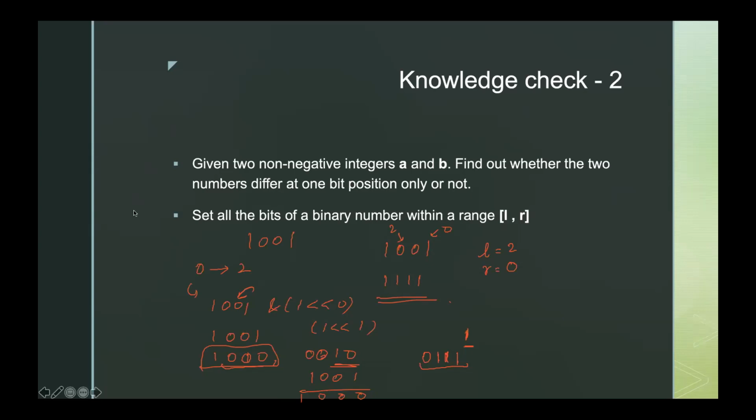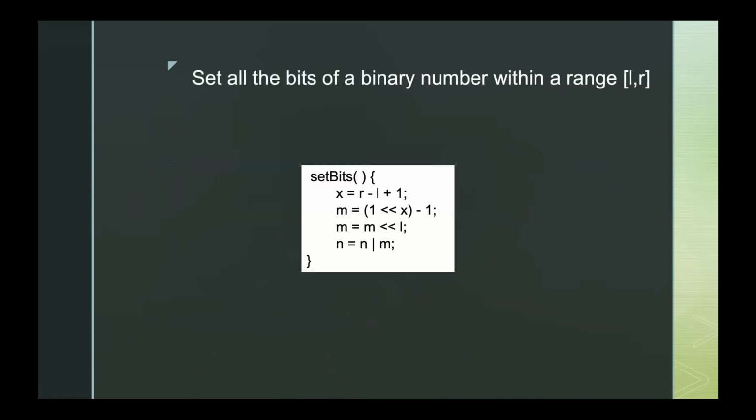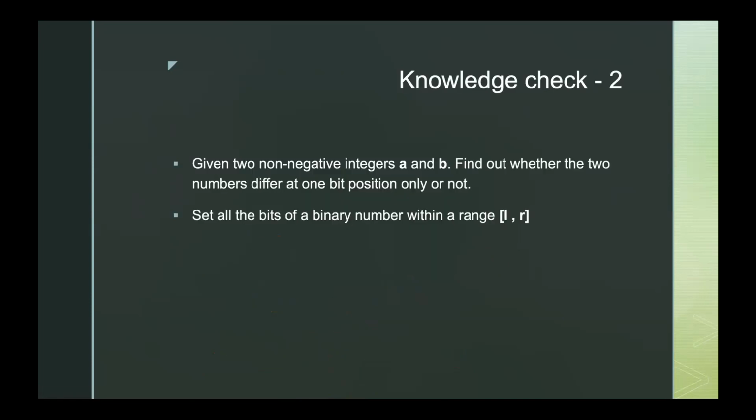All right. So actually there can be multiple ways of achieving this mask. I'll just tell you the way which I try most of the time. What we need here is a mask such that all the bits from L to R are set and the rest of the bits are 0.